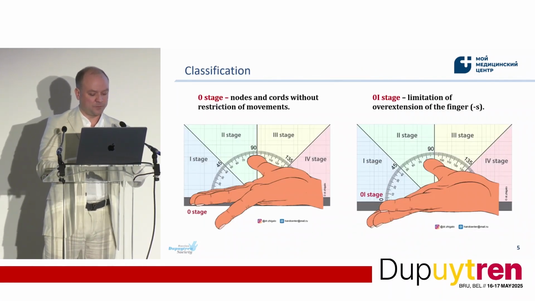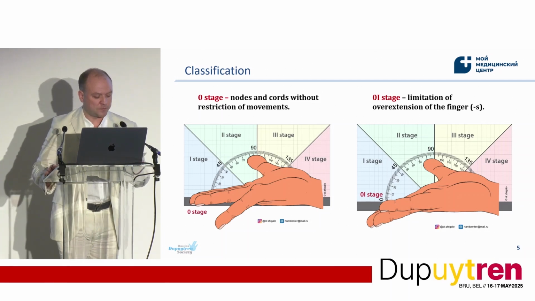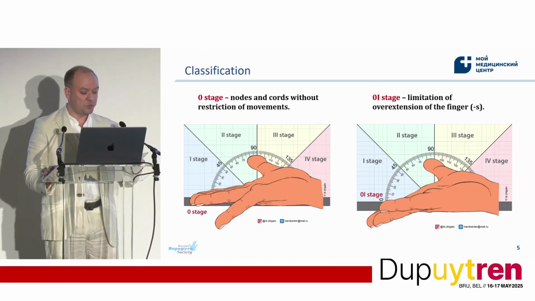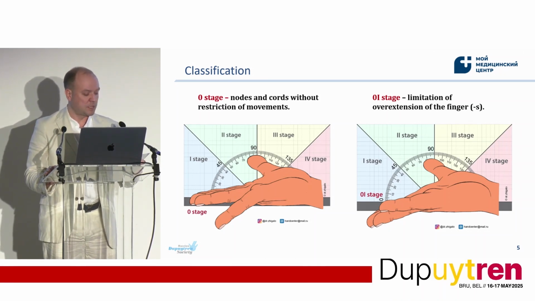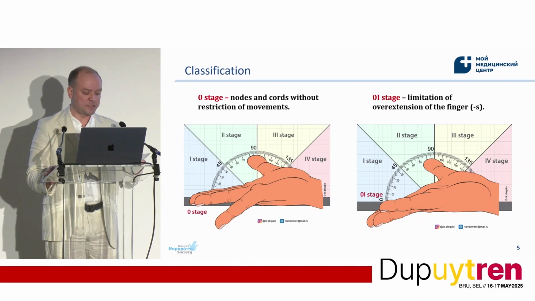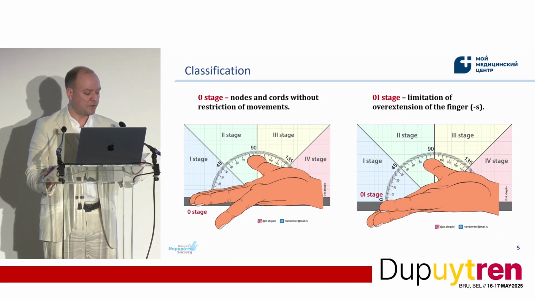We propose a modification to retain the Tubiana classification unchanged. We introduce 2 substages. Stage 0 presents only nodules without motion restriction. Stage 0.1, any hyperextension limitation from 0 to a negative value. This division, stage 0, simplifies classification and preserves the globally recognized 4-stage Tubiana angle.